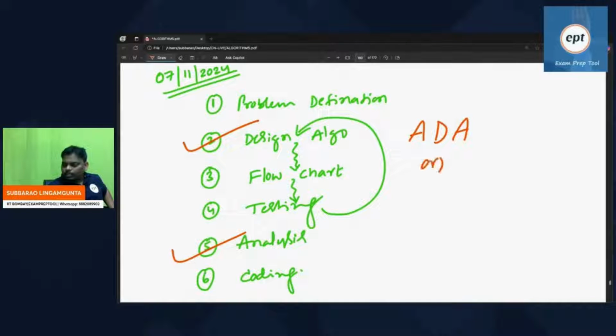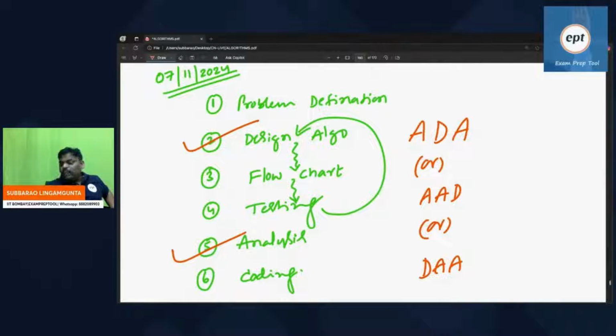Or people used to say AAD, or people used to say DAA. So our concentration is the second step and the fifth step. Remaining all also we can do, but these are the primary things. As a computer science student, your goal is how to design an algorithm, means learning all possible templates, and one more, how to analyze the algorithms. These are the two major things.